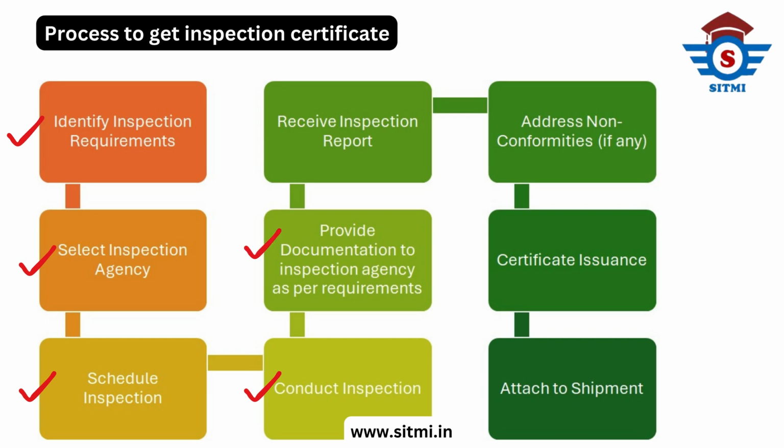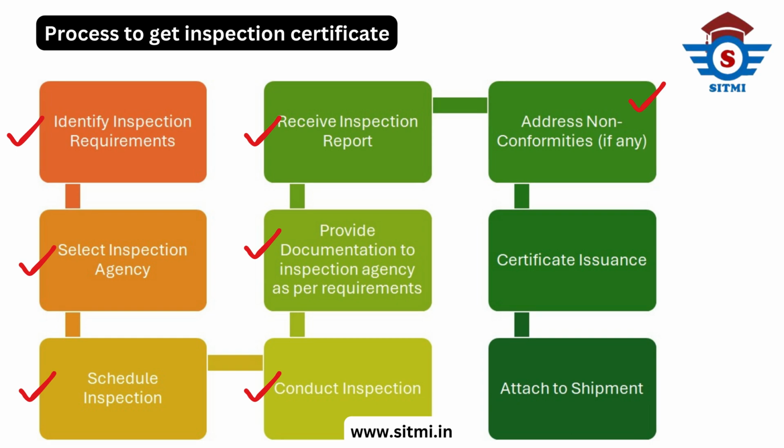The fifth point is provide documentation. Furnish the inspection agency with any required documentation such as product specifications, manufacturing processes, and quality control records to aid in the inspection process. Receive inspection report, which is the sixth point. Upon completion of the inspection, the agency will issue an inspection report detailing the findings, including any deviations from the required standards or specifications. The seventh point is address non-conformities, if any.